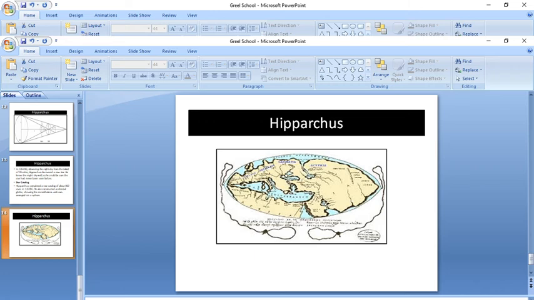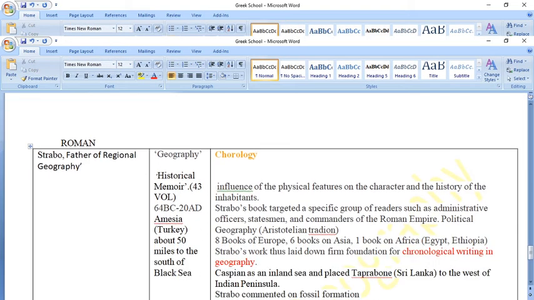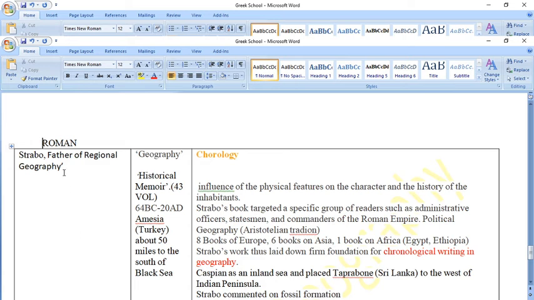So let's go for the Roman school of thought. Two are very important in the Roman school of thought. One is Strabo. Strabo was the father of regional geography. His two books: the first one is the Geography and the second one is the Historical Memoirs in 43 volumes. He was a native of Amasya, the location of present Turkey.